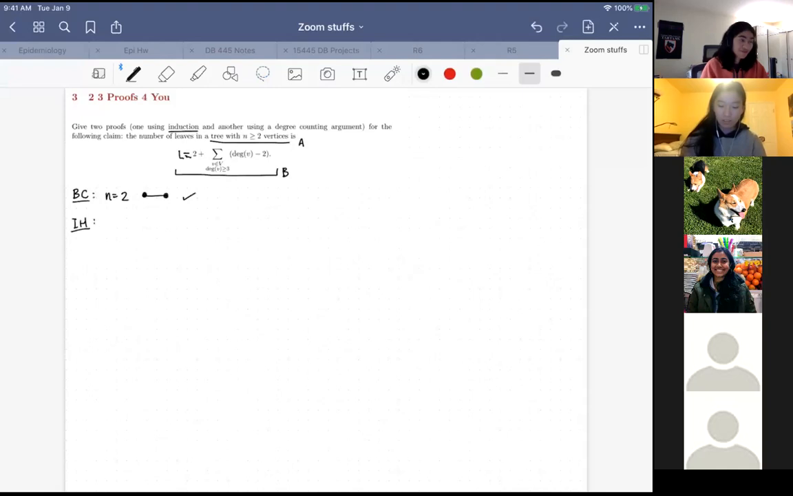Okay, so now for our induction hypothesis, we are going to assume that A implies B for all graphs with less than or equal to k vertices for some k greater than or equal to 2. Another way of saying this is assume that for all trees with k vertices, the number of leaves in those trees is equal to this whole summation right here.